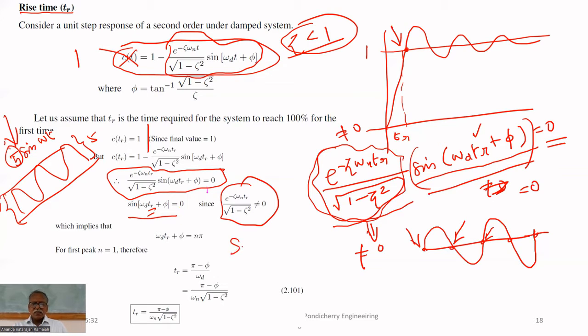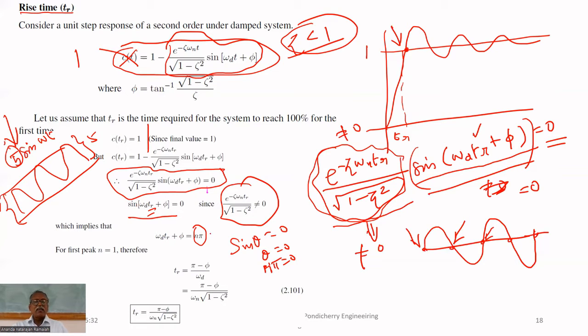Sine theta equal to 0 means theta equal to 0 or n pi. So here it is not 0, because after some time it must be equal to n pi. Omega d tr plus phi equals n pi.